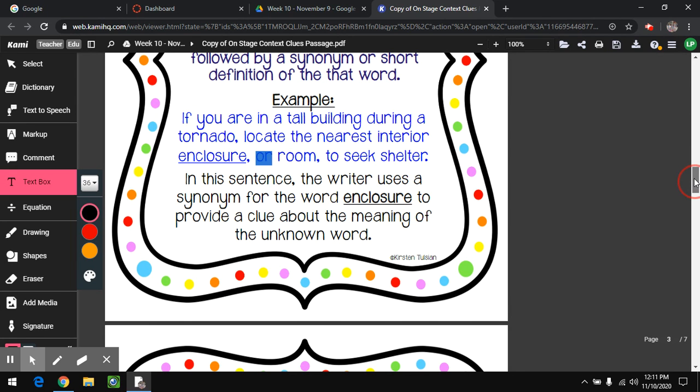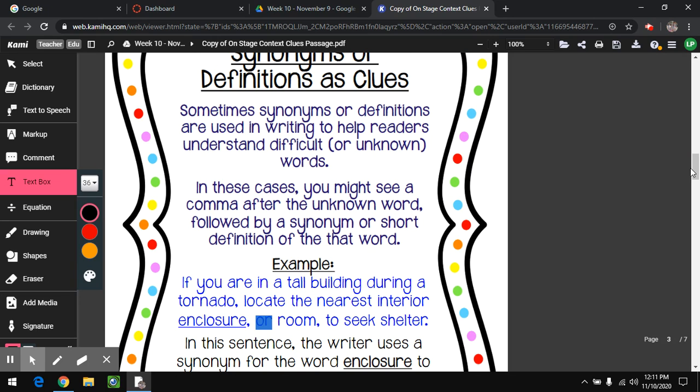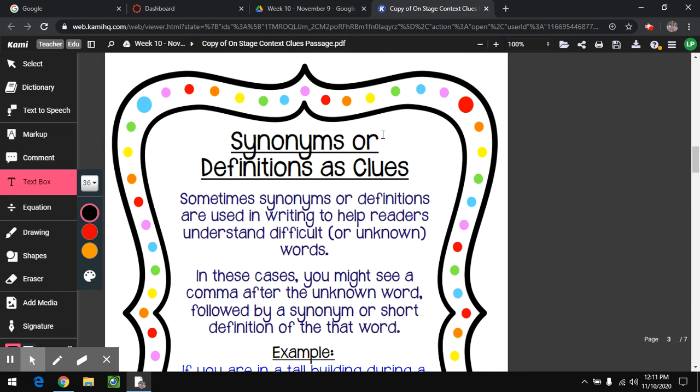It doesn't matter what it is, if that's the thing you see, an underlined word or a bolded word, and then you see a comma, it's going to give you the definition. It could be even a nonsense word. What if I had this sentence?